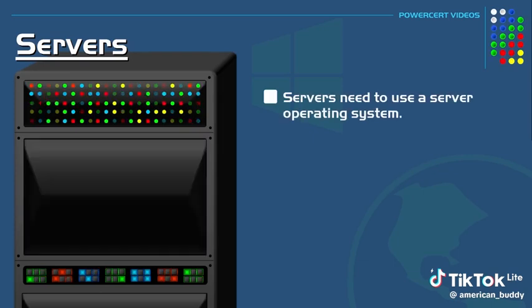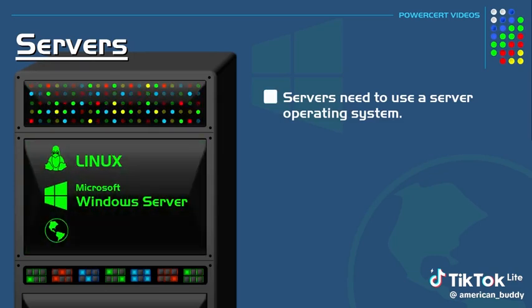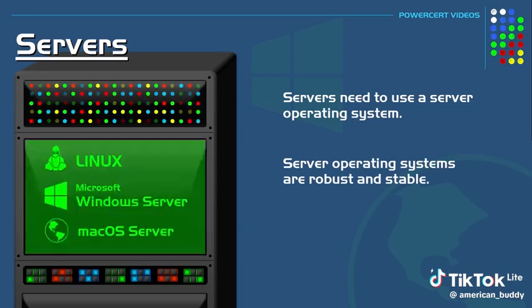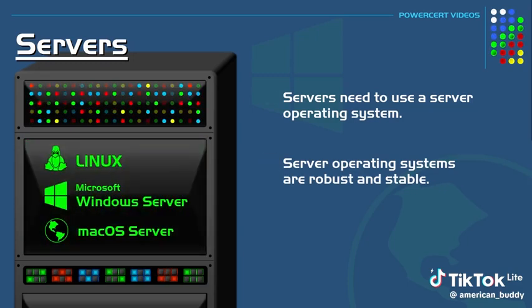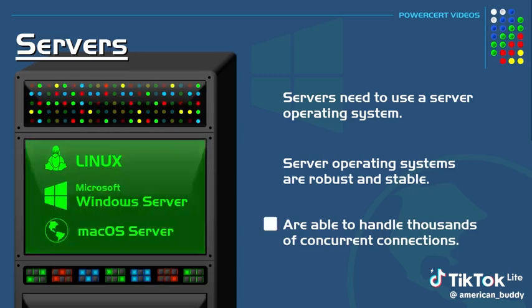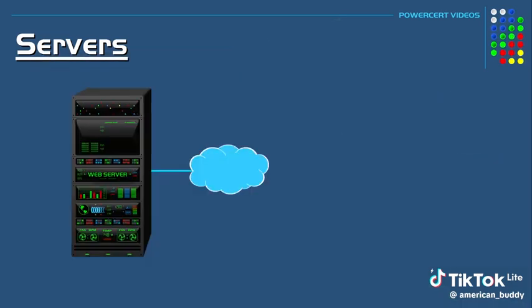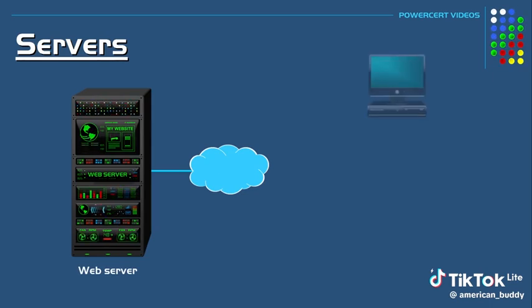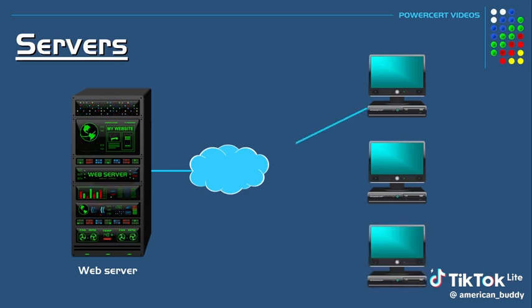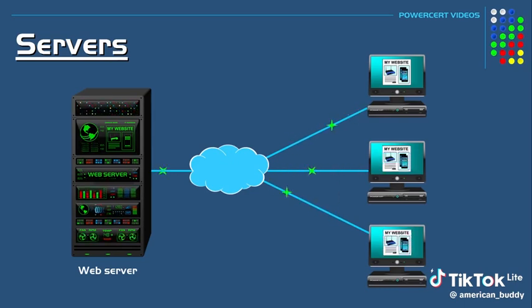A server also needs to use a server operating system, such as Linux, Windows Server, Mac OS Server, and so on. Server operating systems are robust and stable, and they are designed to run non-stop and are able to handle thousands of concurrent connections. Now, there are many different types of servers, and when I say types, I'm talking about the type of service that the server provides. For example, a web server. A web server is what hosts a website. Any website that you go to with your web browser, you are connecting over the internet to that web server to pull up the website you want.